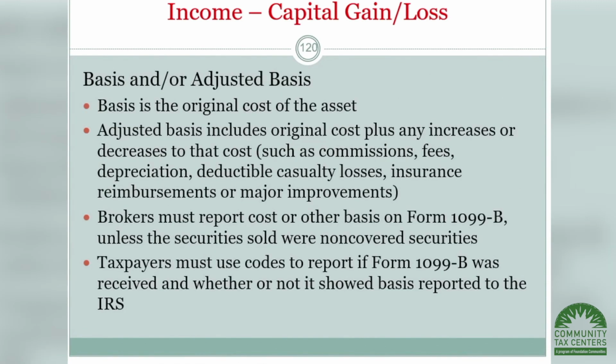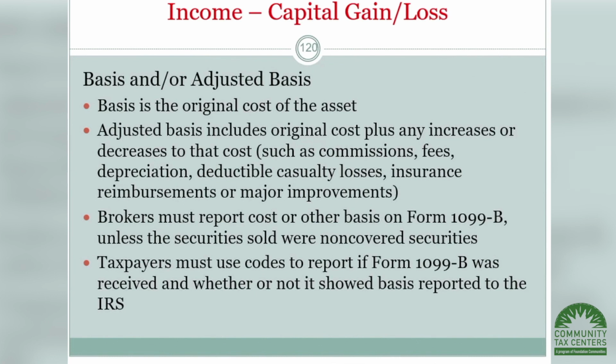So what is a basis? The basis is the original cost of the asset. So what did you buy the stock for? The adjusted basis includes the original cost plus any increases or decreases to that cost, such as commissions, fees, depreciation, casualty losses, insurance, and all the above.